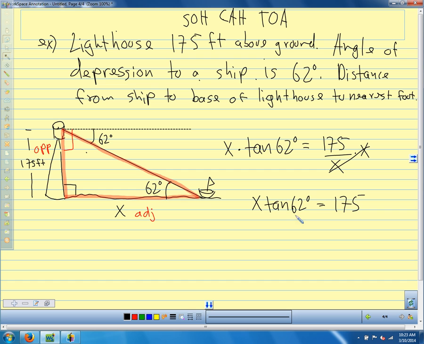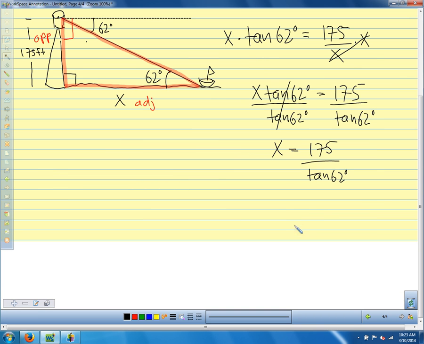And we could turn tangent 62 degrees into a decimal here and use a decimal. If you do that, remember to keep 4 decimal places. Most of us can put it in our calculator just like we write it. So I'm going to divide by tangent of 62 degrees. Those cancel, and I get x equals 175 over the tangent of 62 degrees. Plug that in my calculator, and x is about 93.05. I'm going to round that to the nearest foot. So how do I round this? 93 feet.